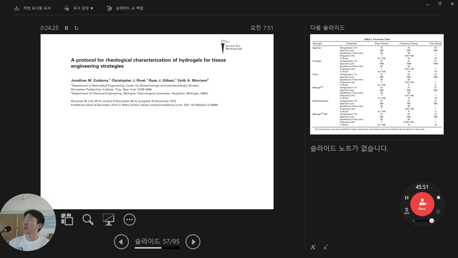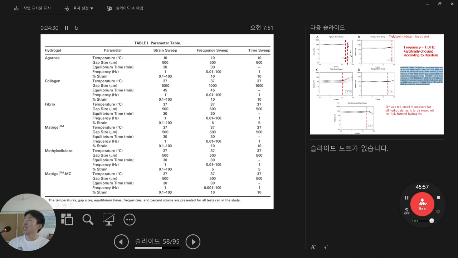Okay, so here they have already determined the parameters, using agarose, collagen, fibrin, and MatriGel. Temperature you can change, 10, 20, 30, but normally we use room temperature. Gap size is the height of your hydrogel. Equilibrium time is some kind of conditioning. And then you can change frequency and strain.